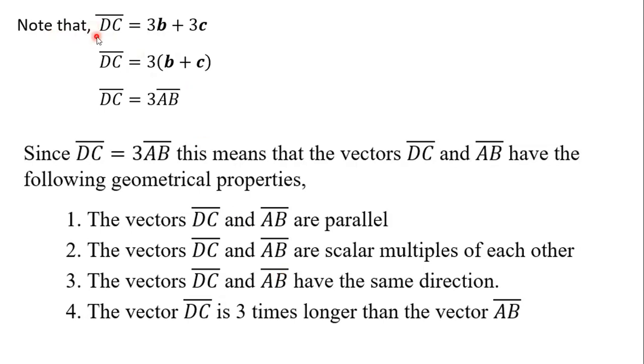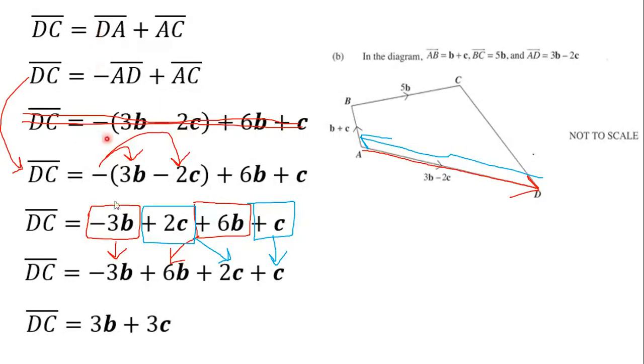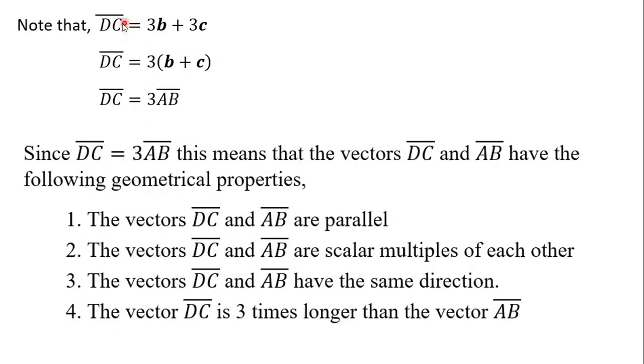Note that, remember from our previous question, we saw that DC is equal to 3B plus 3C. And so that's what we have here: DC equals 3B plus 3C. Now, if we were to factor out a 3 here, so that means we're pulling out the 3, then we can write this expression like this.